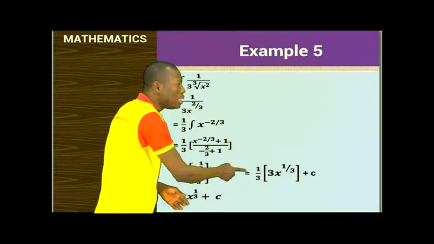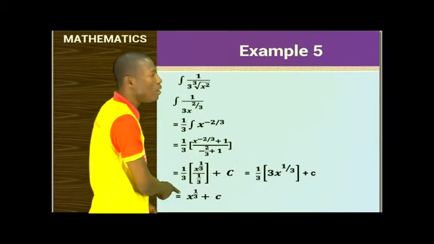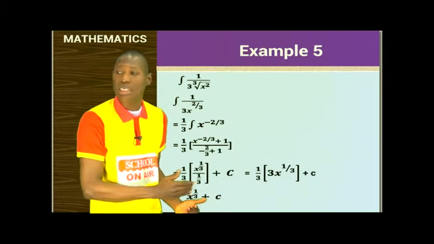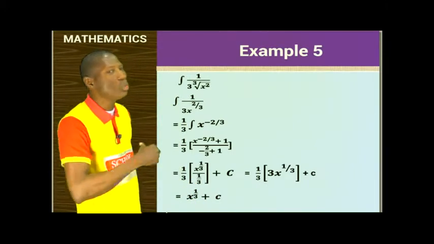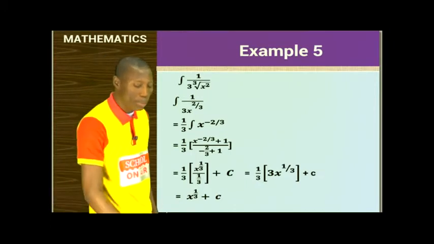Then if I solve this, we cancel these 3, because 1 over 3 multiplied by 3 is equal to 1. Therefore I have x raised to power 1 over 3 plus c. And I can write it as cube root of x plus c. x raised to power 1 over 3 is cube root of x. Cube root of x plus c.